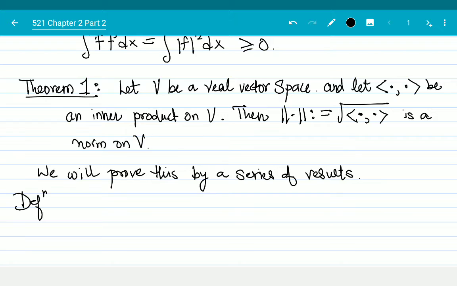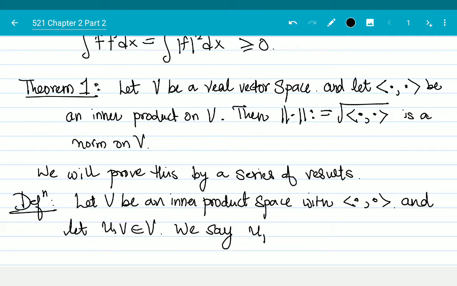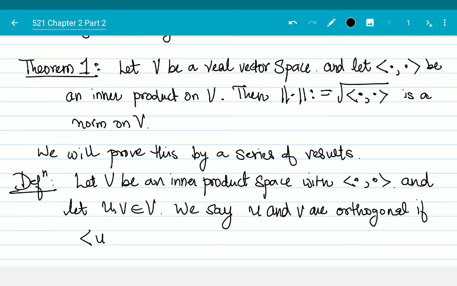First step, definition. Let V be an inner product space with inner product dot dot, and let U comma V belong to V. We say U and V are orthogonal if their inner product is 0, if the inner product of U comma V is 0.